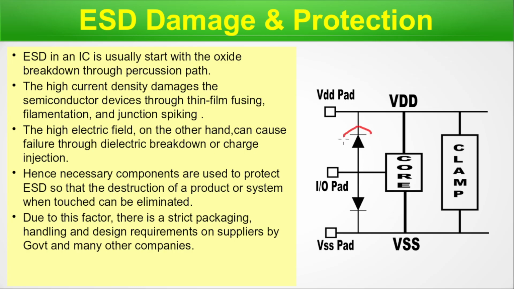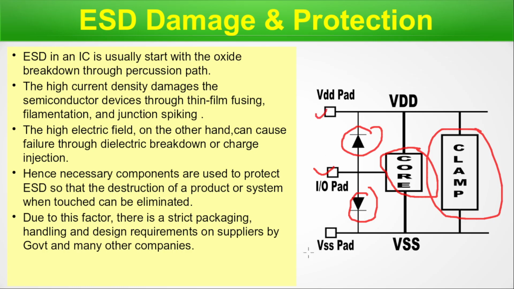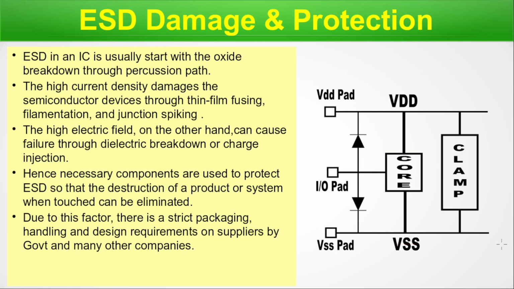So here we have diodes, which we will talk about later, and you can see there is a clamp, and here is our core of the circuit. Here is our IO pad, VDD pad, and this is our VSS pad, and these two are the power rails. So this way we provide the different mechanisms, which we will explain in later slides. This image is just for your reference, and let's move on to the next point.